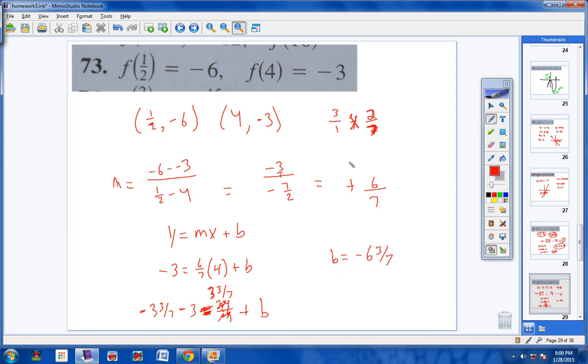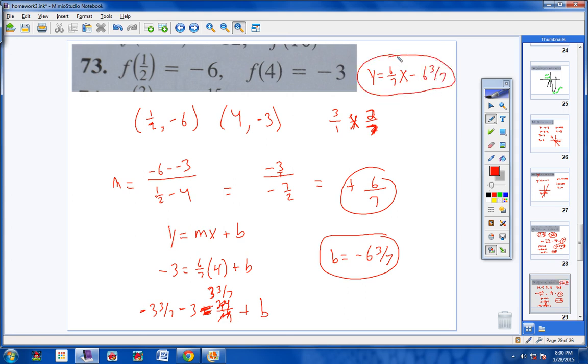So do we know what the slope is? Yes. Do we know what the y-intercept is? Yes. So you're ready to write your linear equation. y equals 6/7 x minus 6 and 3/7. Okay, so there we go. That should be the linear equation we're looking for.